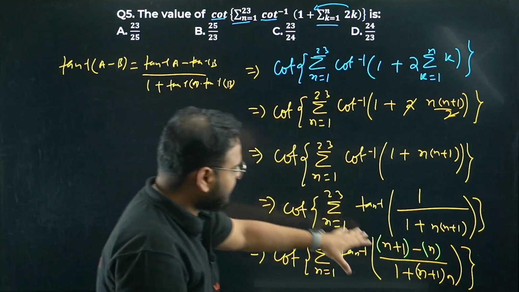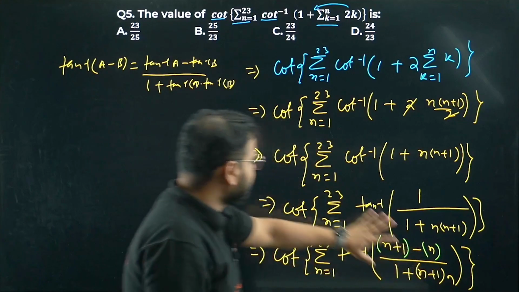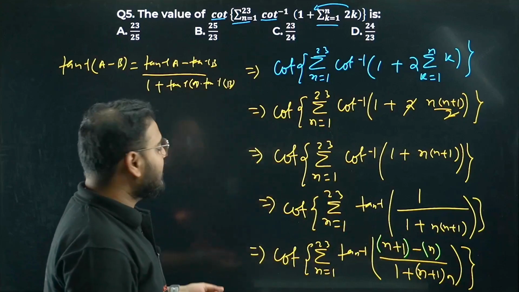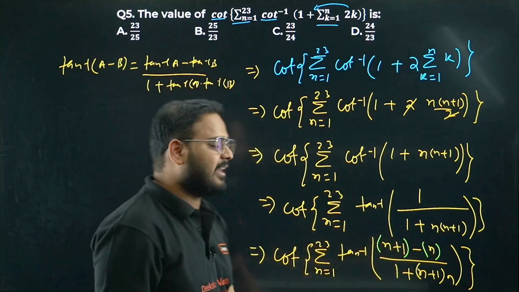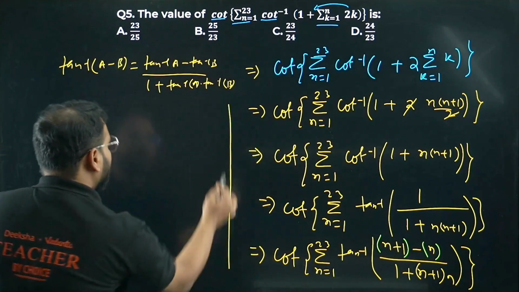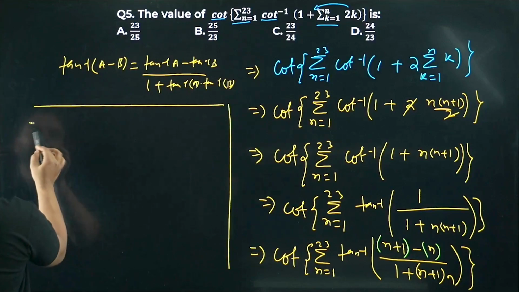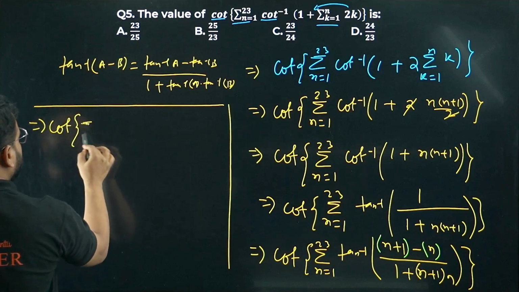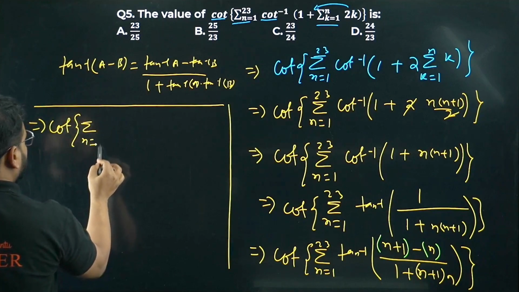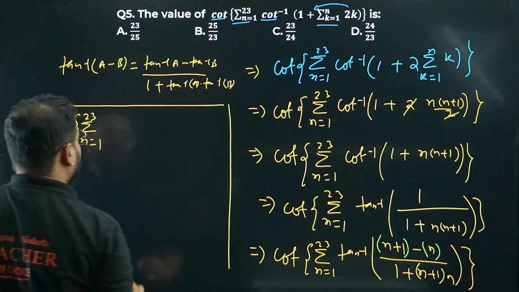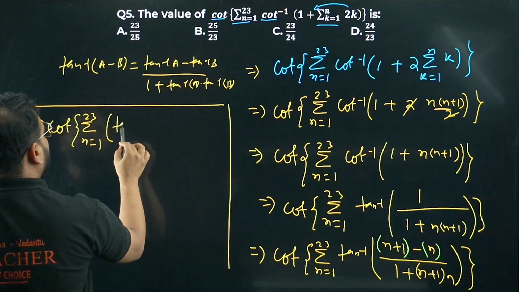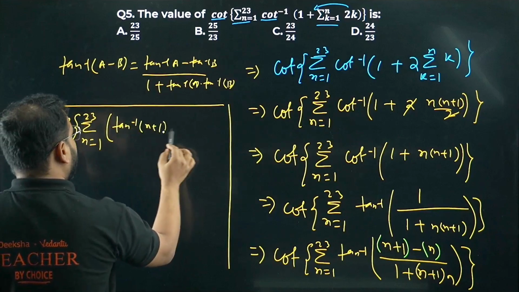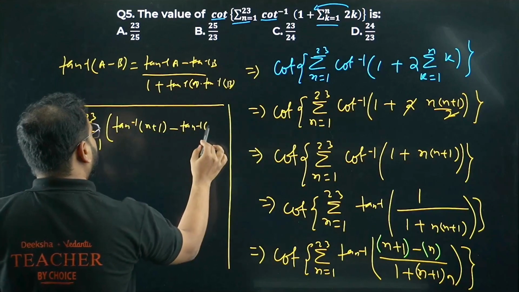Okay, now one more thing. Have a look. This RHS is given over here. So I can write this simply in terms of LHS. It will become tan inverse of n plus 1 minus tan inverse of n. So this whole thing will become, have a look: cot will come first, then this bracket, summation is there, n equals 1 to 23, and then I get this as another bracket, tan inverse of n plus 1 minus tan inverse of n.